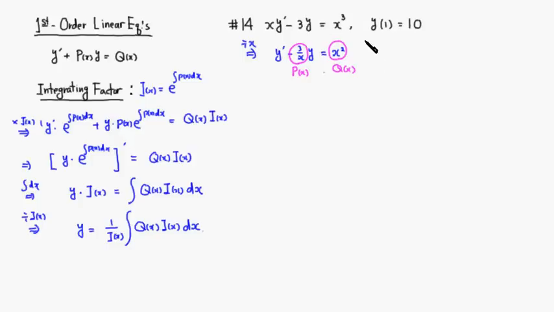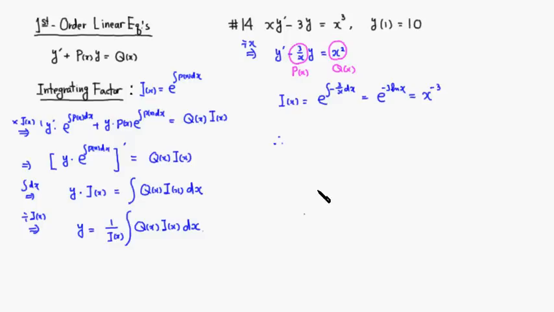Let's find the integrating factor. I of x is e to the integral of negative 3 over x dx. Negative 3 is just a constant, so put it in front. The antiderivative of 1 over x is natural log of x, and you don't have to put the absolute value there. So e to the natural log of x is just x. Then you have the negative 3 power, so you have to put that in there.